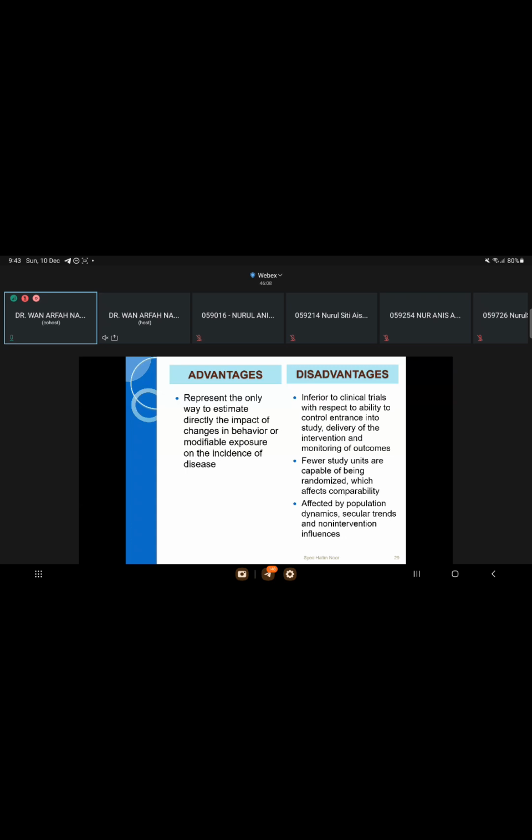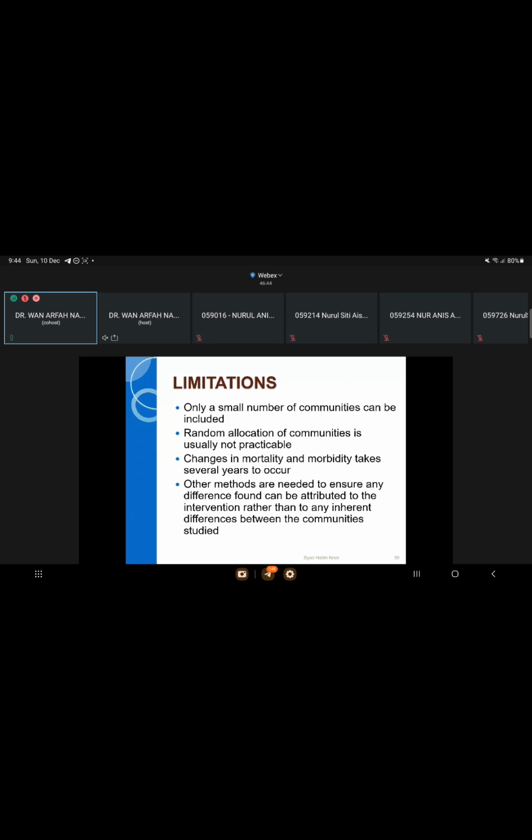It is also affected by population dynamics, secular trends, and non-intervention influences. For example, your aim is to reduce BMI, but there are many other non-intervention influences that are difficult to control. That's why a community trial is a less controlled trial compared to a clinical trial, right? So the limitation is that only a small number of communities can be included, so random allocation of communities is usually not practicable.